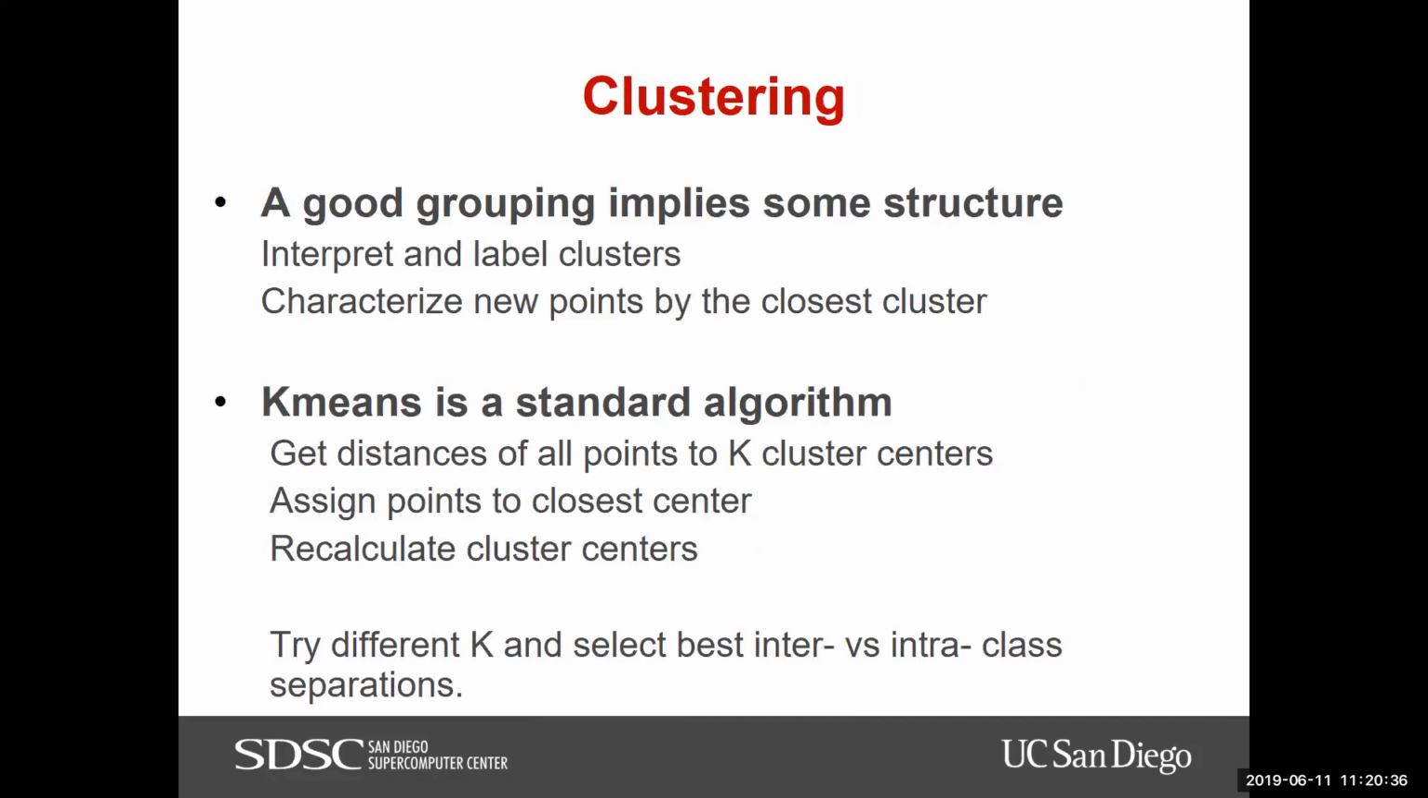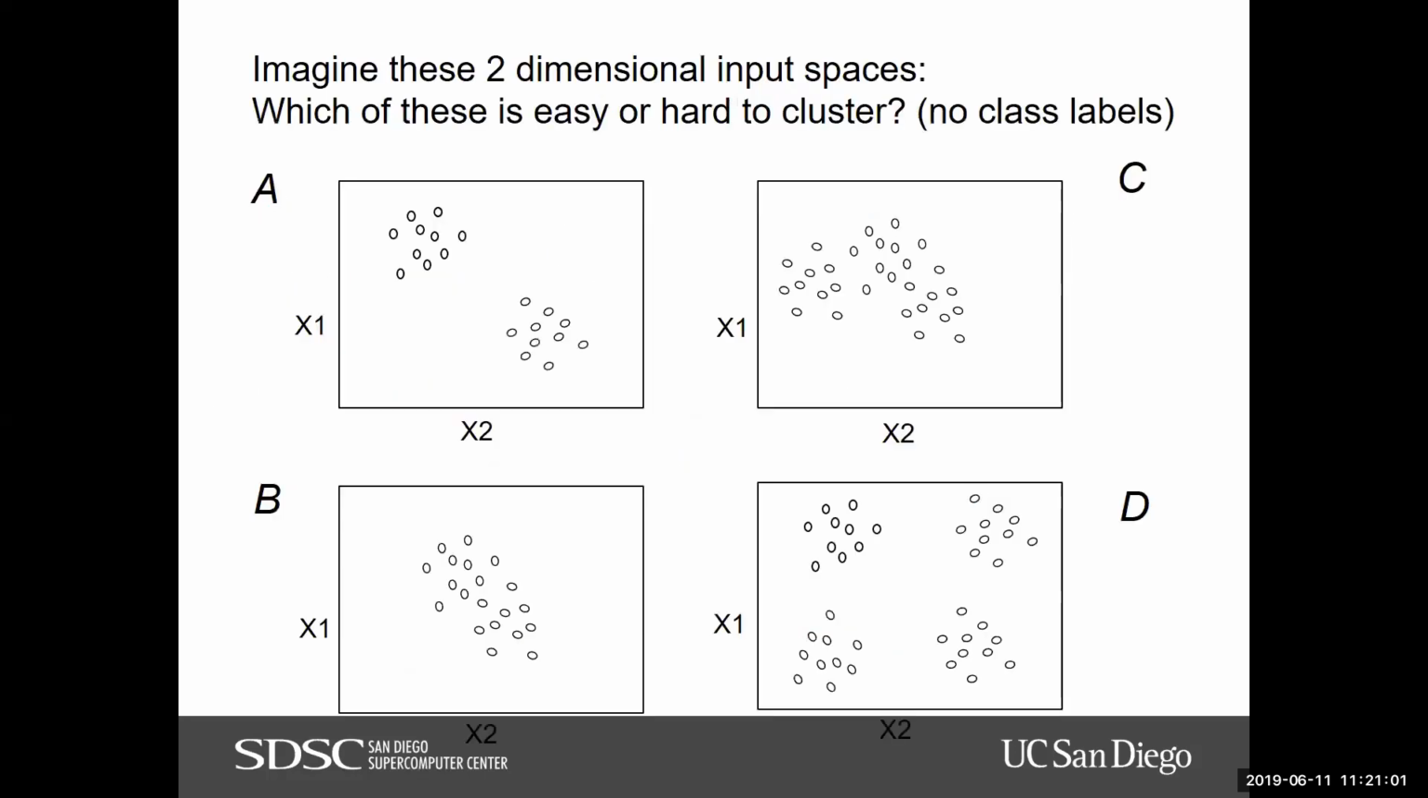K-means is a standard algorithm. I'm not going to say too much about the details. It's been around a long time. It still works in a lot of situations. There's a lot more specialized clustering algorithms for different situations. But K-means is a good place to start. And even in the last few years, there have been some improvements in how robust it is. And it's just something I want to mention about clustering.